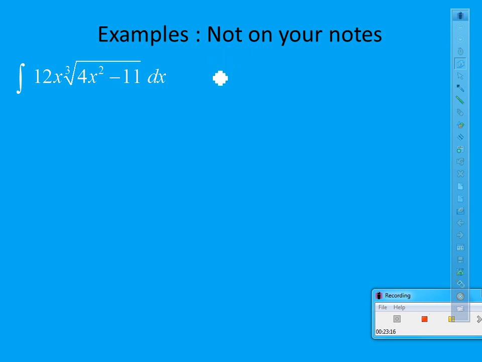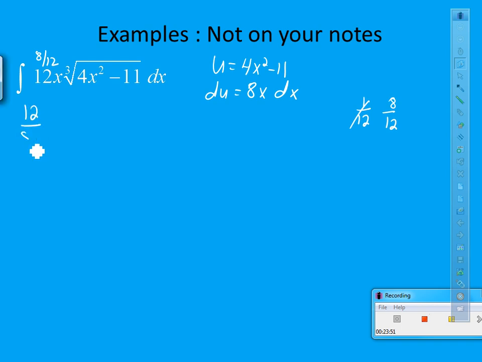So here it goes. My u is going to be 4x squared minus 11. That makes du 8x dx. I need to turn this 12 into an 8. So here's what I'm going to do in my head. I'm going to multiply by 1/12. That turns it into a 1. Now to turn it into an 8, I'm going to multiply by 8/12, which means on the outside, I need a 12/8, which I'll reduce in just a second. But I wanted you to see 8/12 times 12 is 8. That's what I needed. So 12/8.